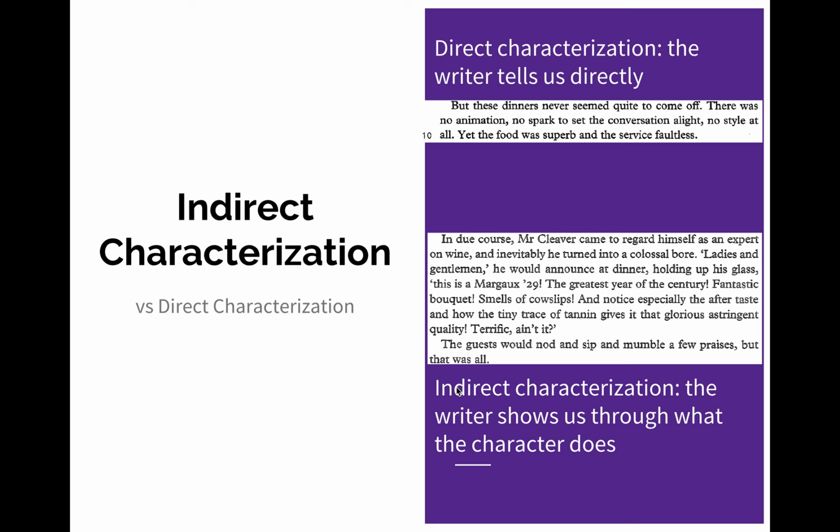In contrast, indirect characterization occurs when the writer shows us what the character does, and the writer would do this through the way a character behaves in a story. So, for example, this is when Mr. Cleaver learns how to appreciate wine, and then he comes into the dinner party, and the way he talks tells us that while he seems to be very educated about wine, he still seems very boring.